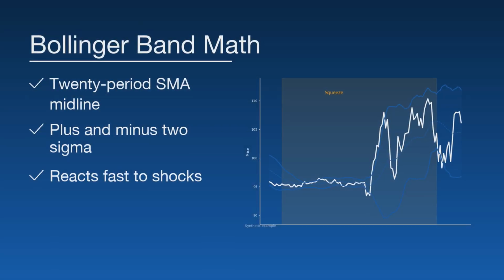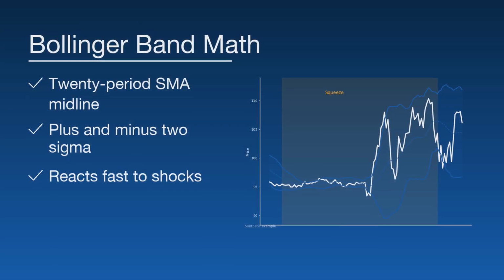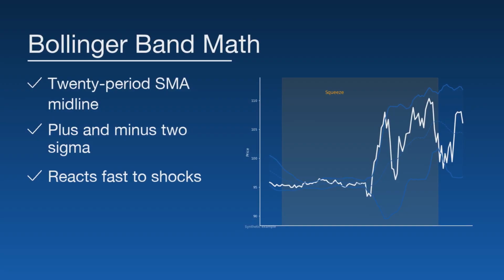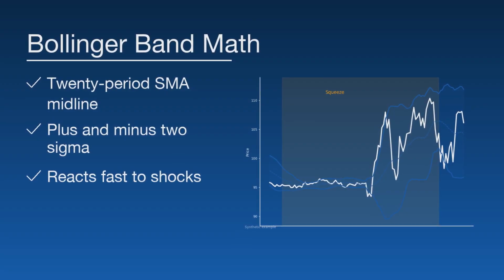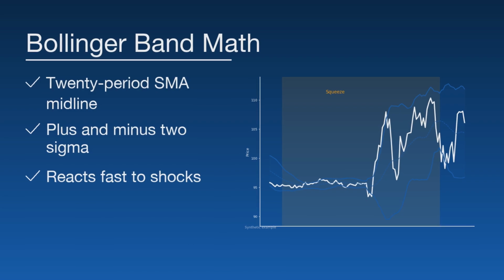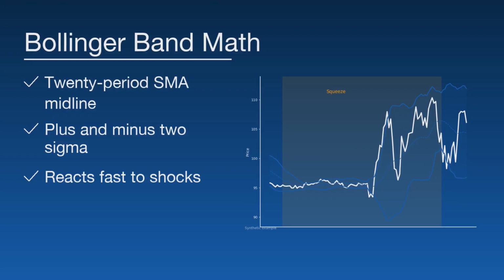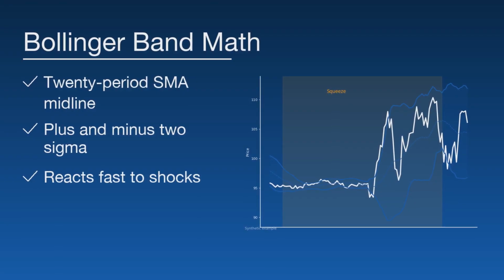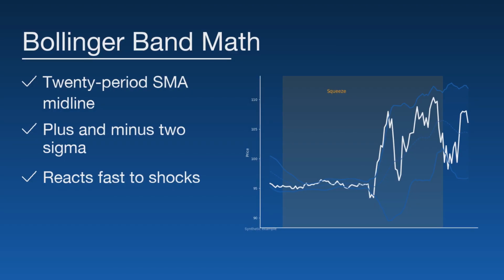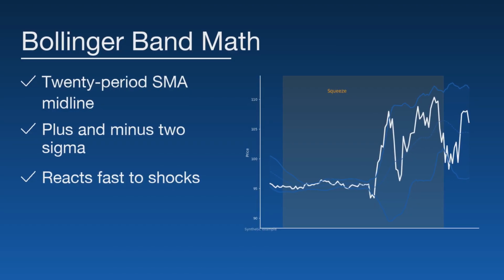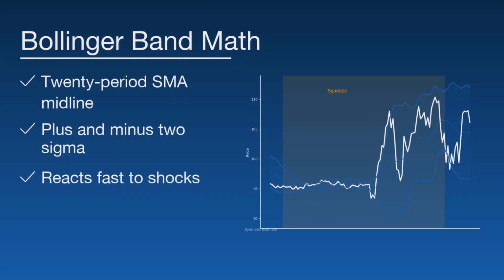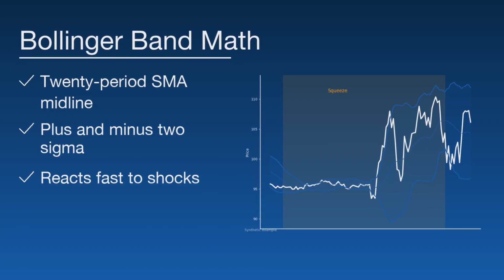Bollinger Bands center on a 20-period simple moving average. The upper and lower bands sit 2 standard deviations above and below that mean. Because standard deviation reacts quickly to price shocks, Bollinger Bands expand violently during volatility spikes and contract sharply during quiet markets. They are, in essence, a statistical envelope around recent closes.